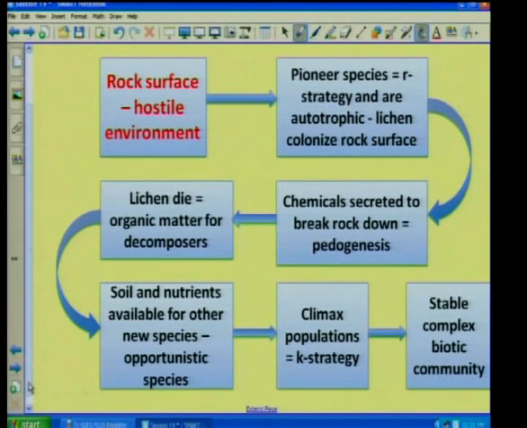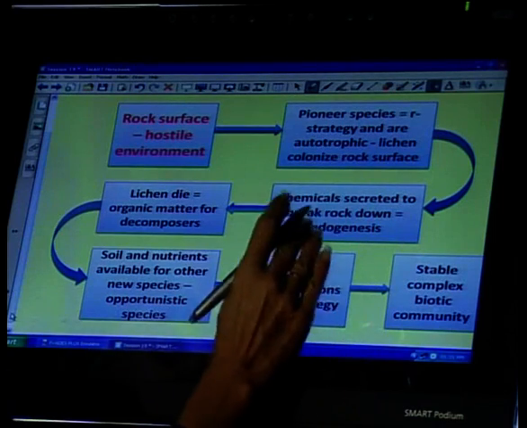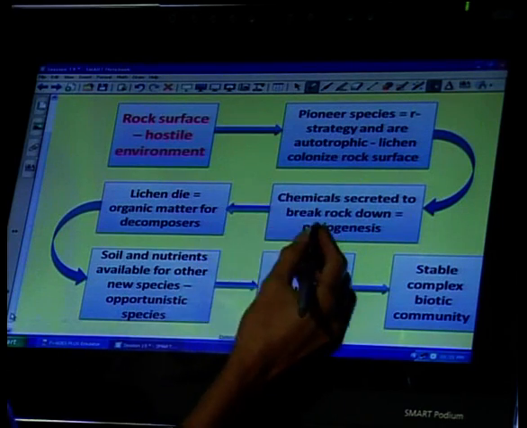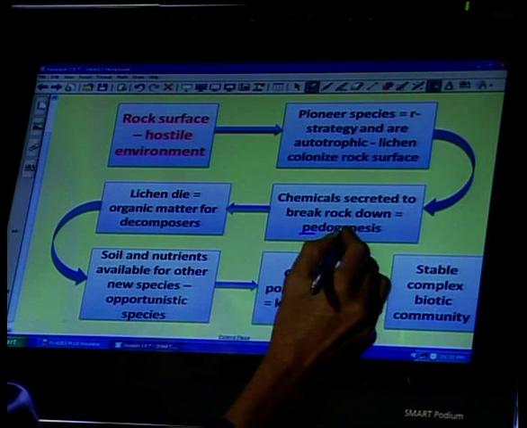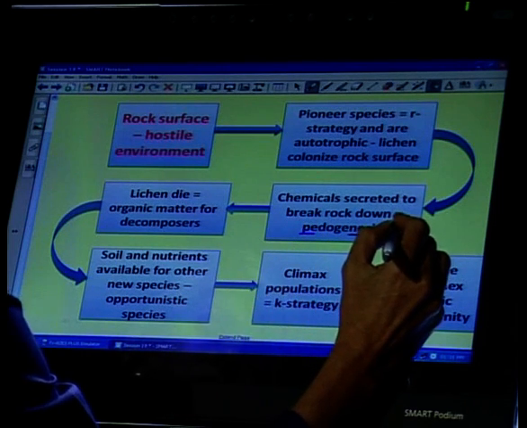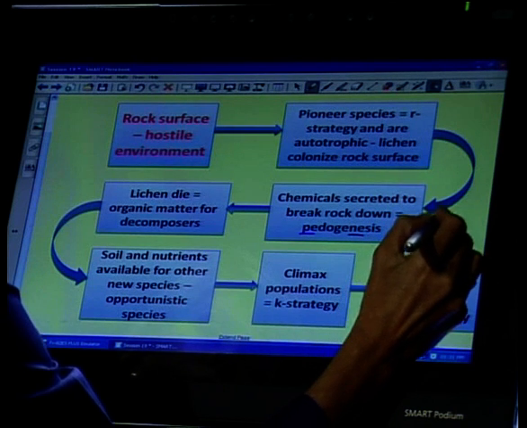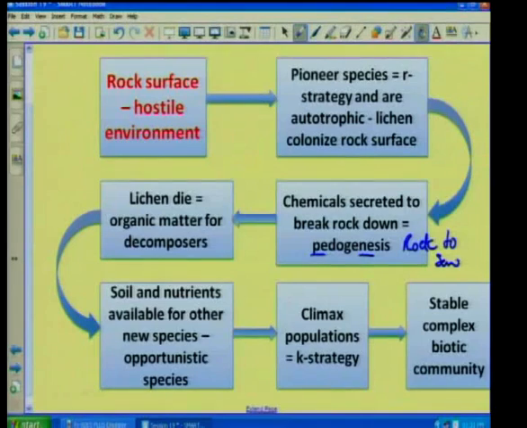The pioneer species, or the r strategy, are autotrophic. So you've got your lichen, they'll colonize that rock surface. They secrete chemicals that break down the rock surface. And by the way, breaking the rock into sand is called pedogenesis. Okay, that's rock to sand or soil. All right, then the lichen dies.